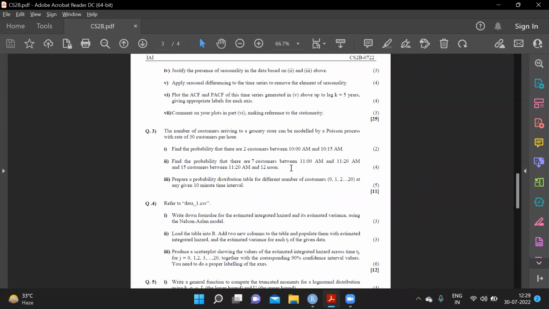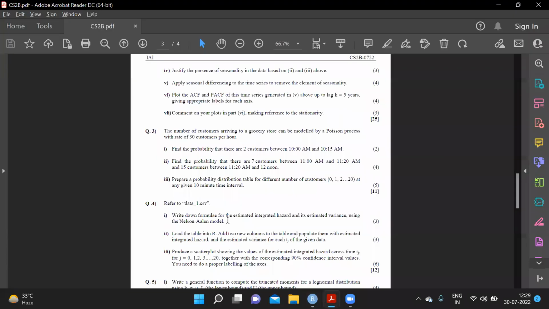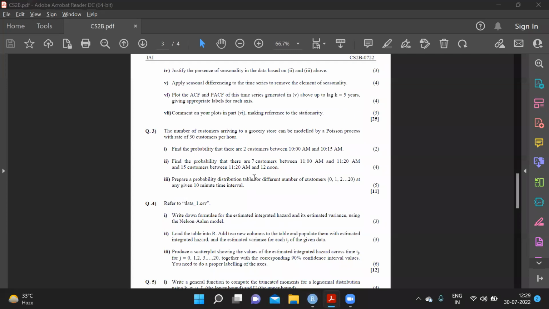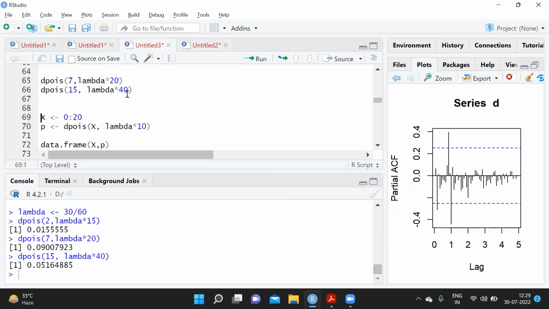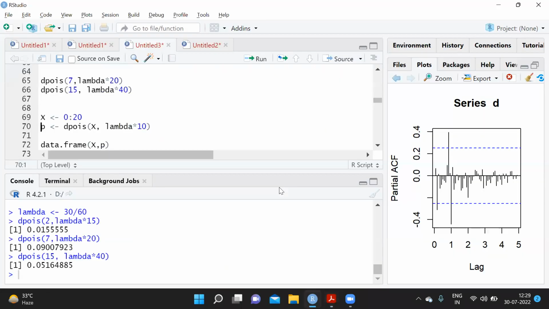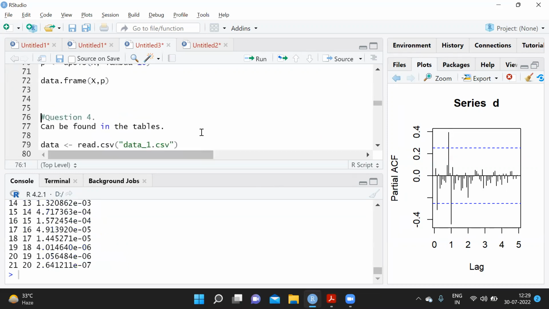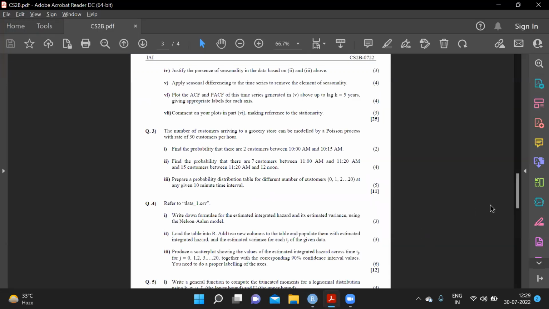Then find the probability that 7 customers arrive between 11 a.m. and 11:20 a.m. So 7 comma lambda into 20, and then 15 customers between 11:20 and 12 noon, so lambda into 40 because 40 minutes. Prepare a probability distribution table for different number of customers at any given 10-minute interval. So x is 0 to 20, p is dpois of x comma lambda into 10, and data frame of x comma p. This is very direct.